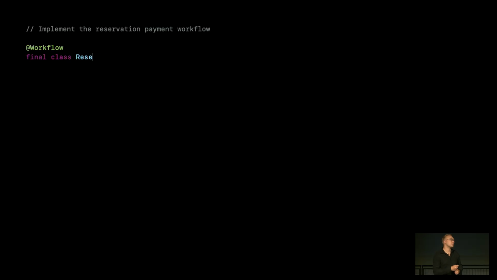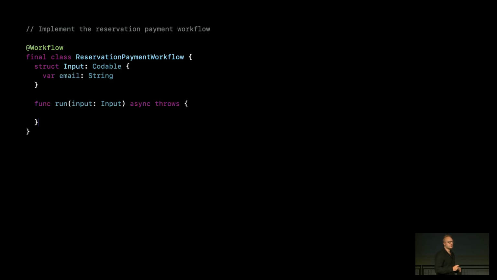So next, let's get going and start to implement our workflow. Workflows only require the implementation of a single run method, and they are marked with the workflow macro. The run method has an input and can be both asynchronous and throwing. In our case, the input is just the email address of the user. And similar to activities, the input should be Codable so it can be serialized when sent to the Temporal service.